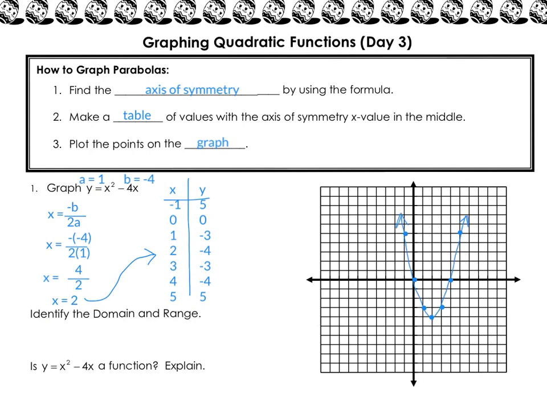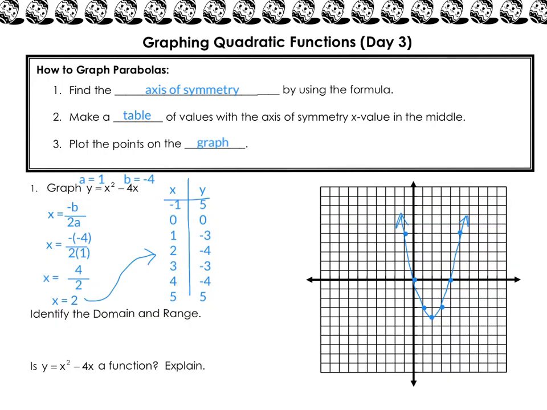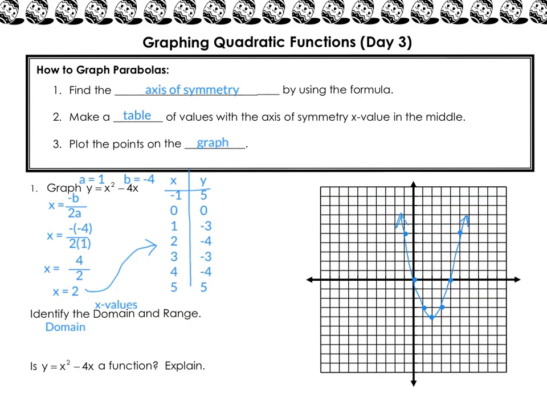So now that we have our parabola graphed, we can look at the question that says identify the domain and range. So remember, domain means our x values and range means our y values. So I'm going to start with the domain. Above the word domain, write x values. And then above range, write y values. So like I said, we're going to start with the domain.